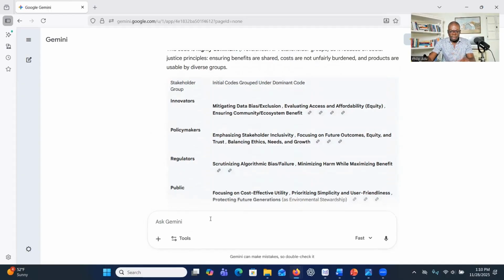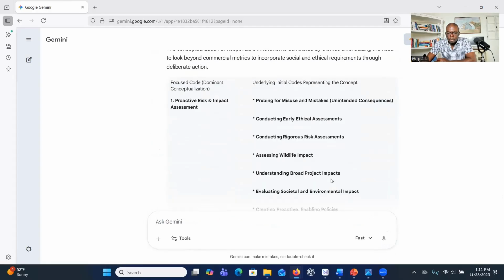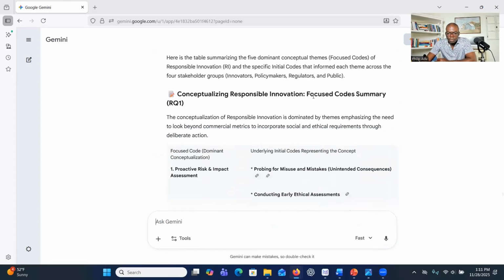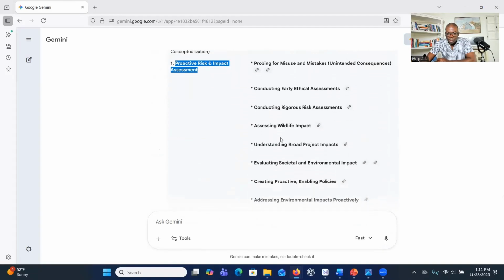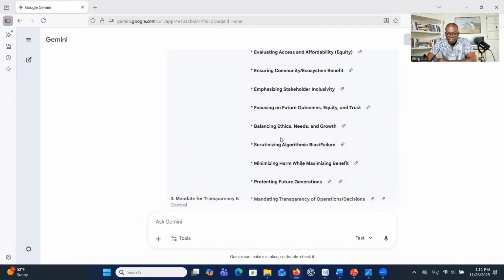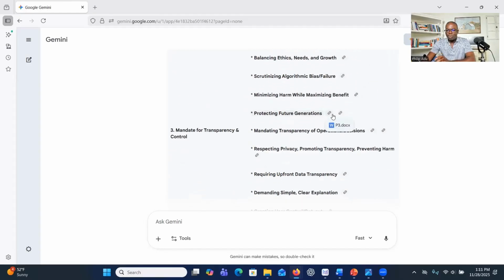You can even tell the system, can you create a table showing the dominant codes and their respective codes under them? Let's see what we're going to get. You see that this is a dominant code, which is also called a focus code. And this is the dominant one, and also all the other codes under them. It has also provided the participants that are linked to the specific code.